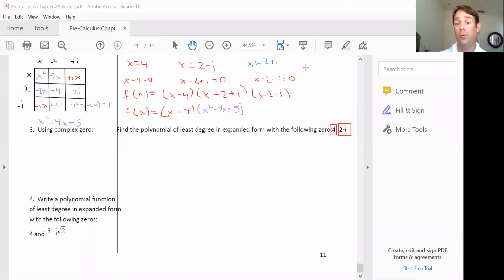So we're going to multiply then our last little bit. These last two terms together so we can actually figure out what the product is. So x minus 4, x squared minus 4x plus 5.